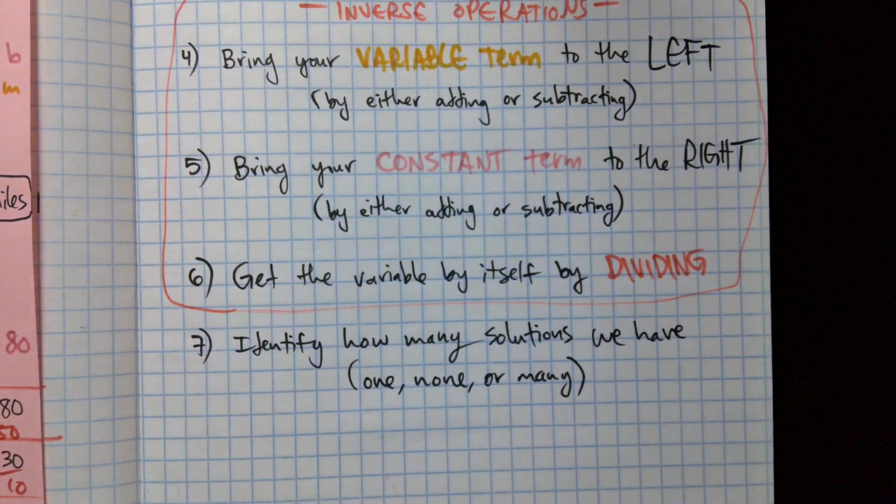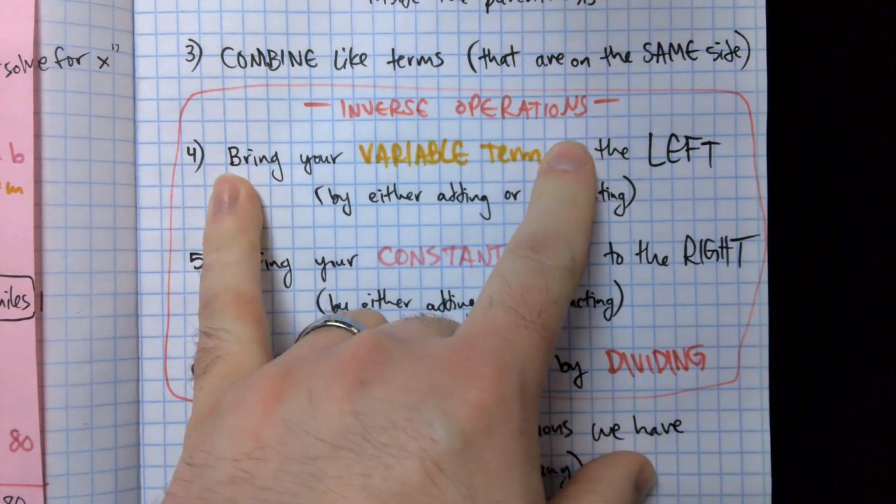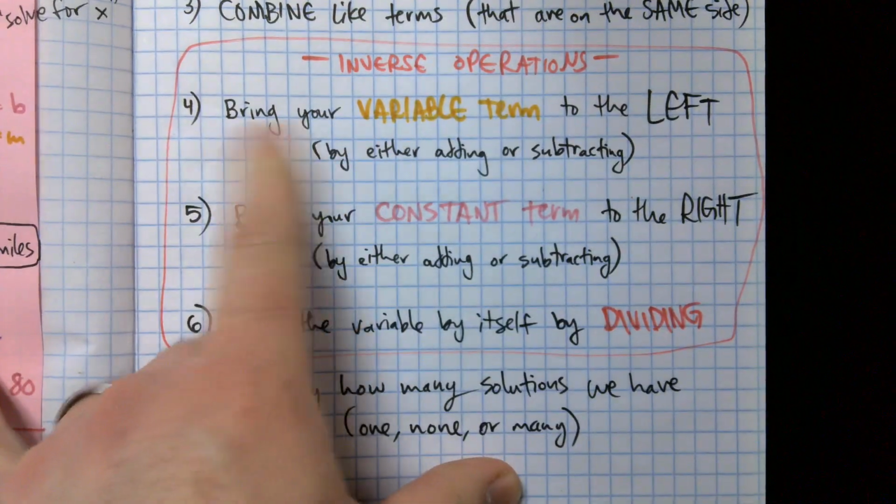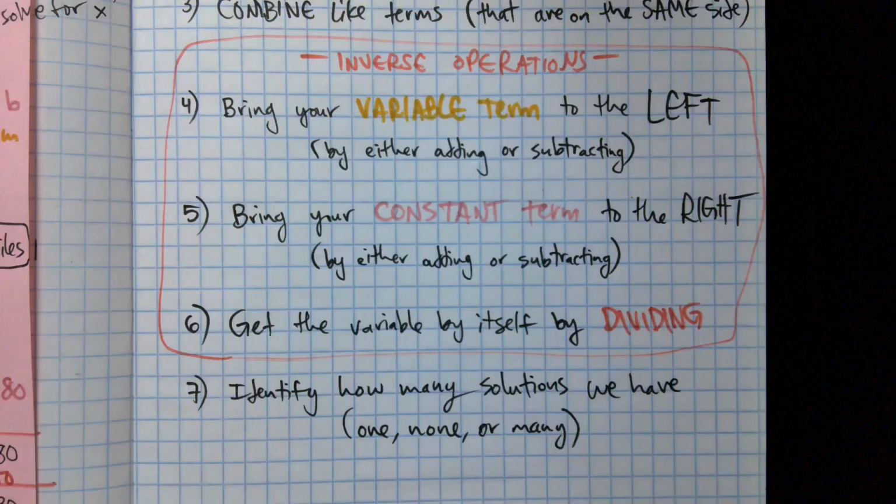Now, let's say I have something like 2x plus 3 equals 2x plus 6. That puts me now in my inverse operation zone. I'm going to bring my variable term to the left, step 4. So this 2x is going to get brought to the left. What happens to my 2x's here? They cross out. They all go away, leaving me with 3 equals 6.